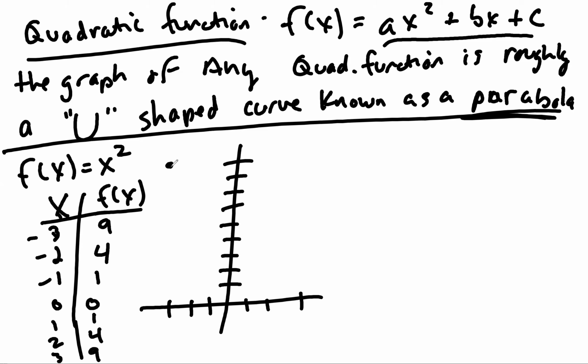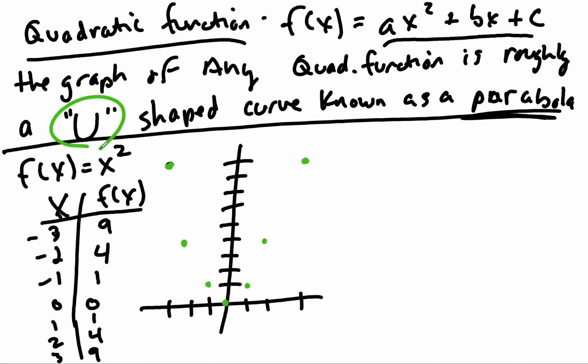Actually, I'm going to graph this in a different color so that it's easier to differentiate from all this black. So then -2, 4, so 1, 2, 3, 4. -1, 1. 0, 0. +1, +1. +2, +4, and then +3, +9. And so here are all my dots.